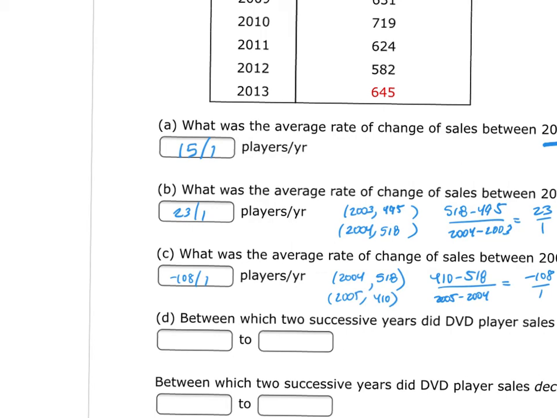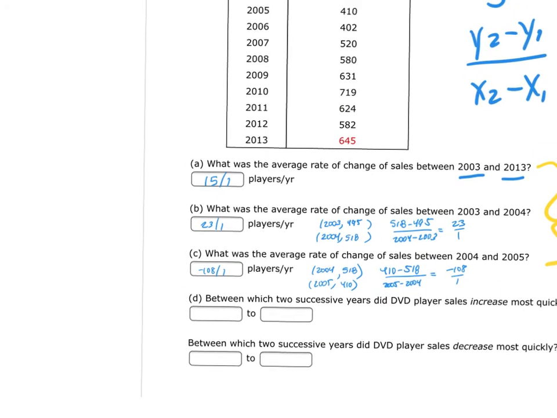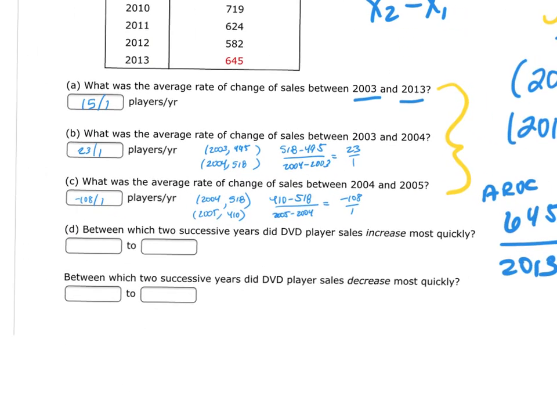How do you know in C that it was a decrease? Because it's negative. Now these next two questions, they say between which two successive, what does the word successive mean? In a row, good. Between which two successive years was the sales increase most quickly and decrease most quickly? Well, how would you figure this out? First of all, this is a net change question. They're not asking for the average rate of change. They're just asking between which two years. If they're successive, that means the denominator would be 1.